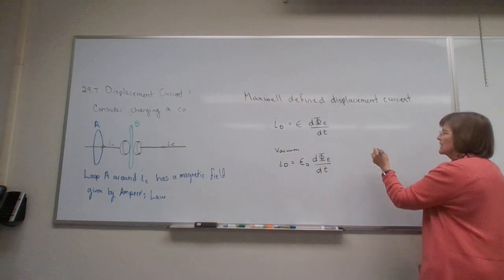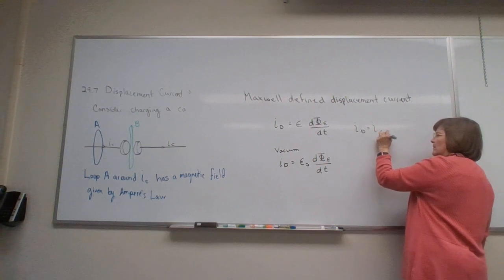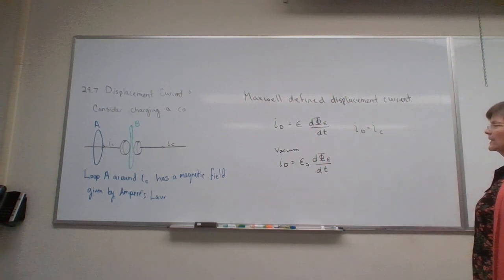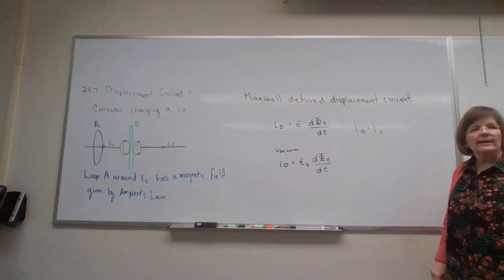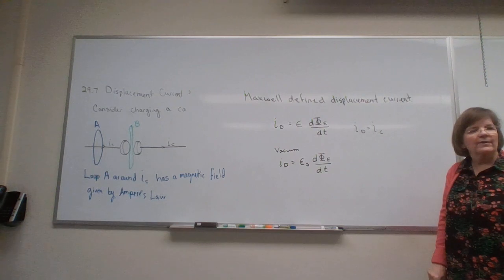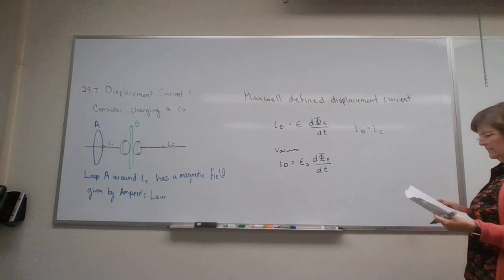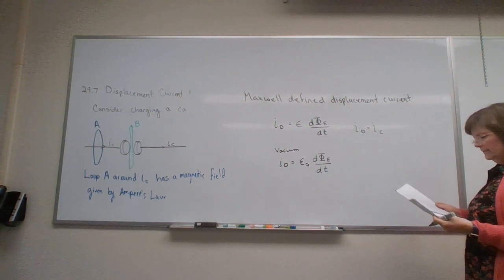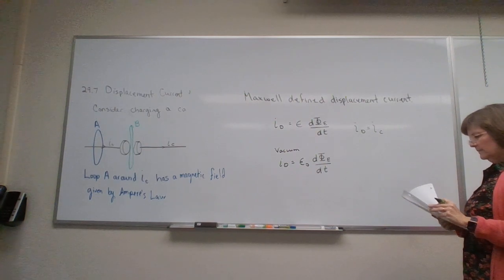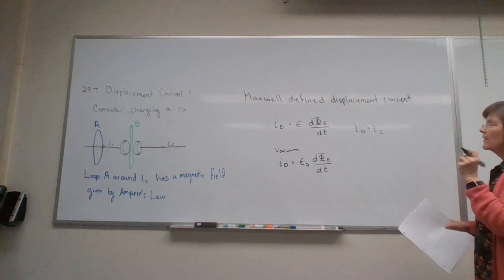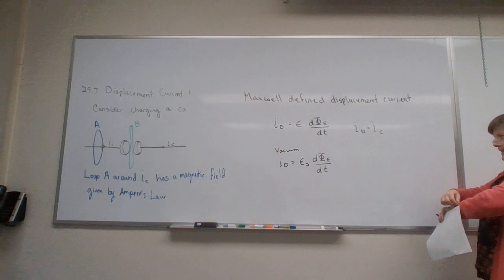The actual size of this is always exactly equal to the conduction current. So it almost acts as if there's an invisible wire, like the current's flowing, even though we know the current's not really flowing. That's going to change Ampere's law by a tiny, tiny bit.